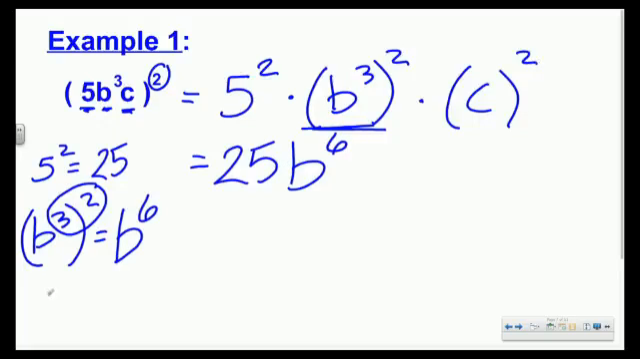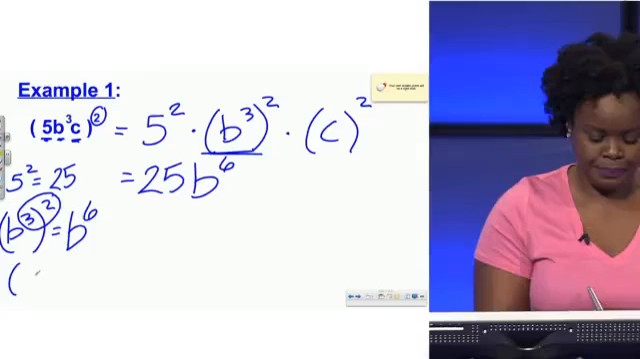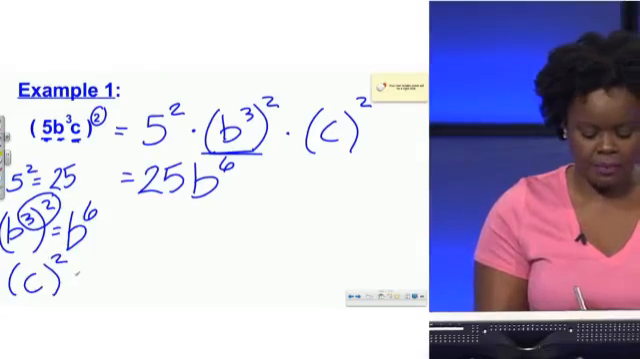I'm going to come off to the side. So c raised to the second power. Oop. Did not write that like it was. Let's write it just like we started. Get that eraser back. Get that pen. Okay. So c raised to the second power.